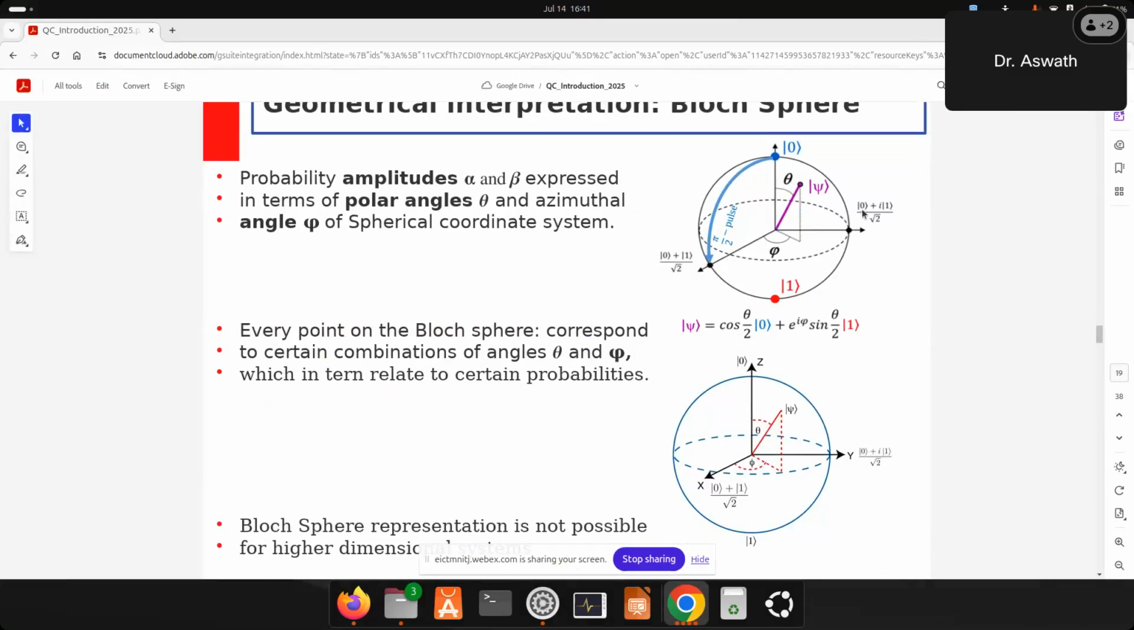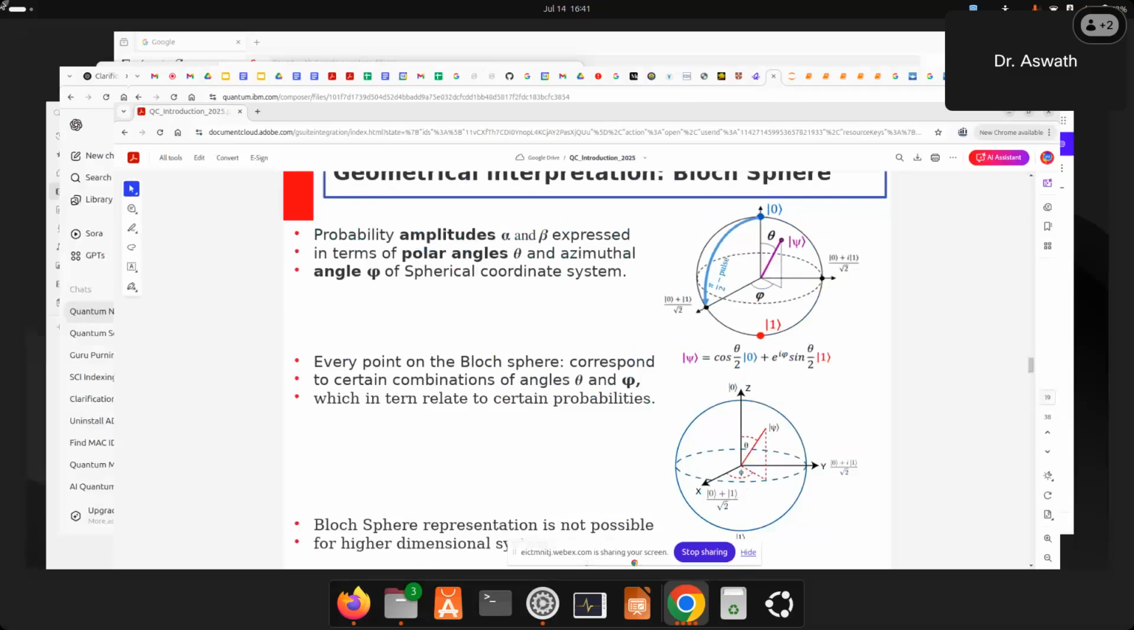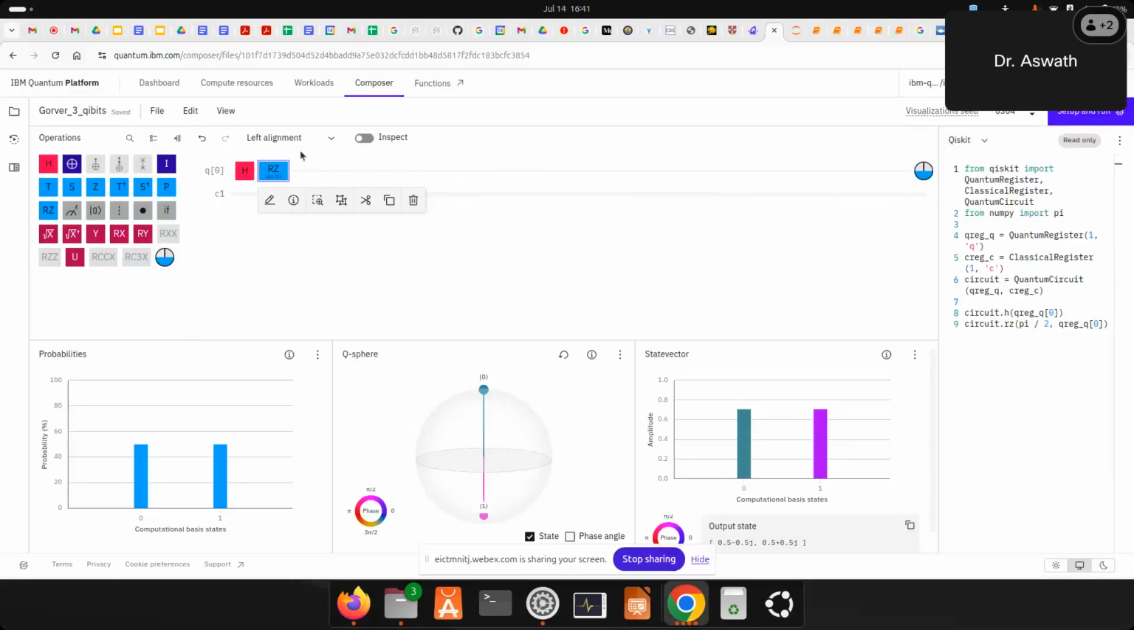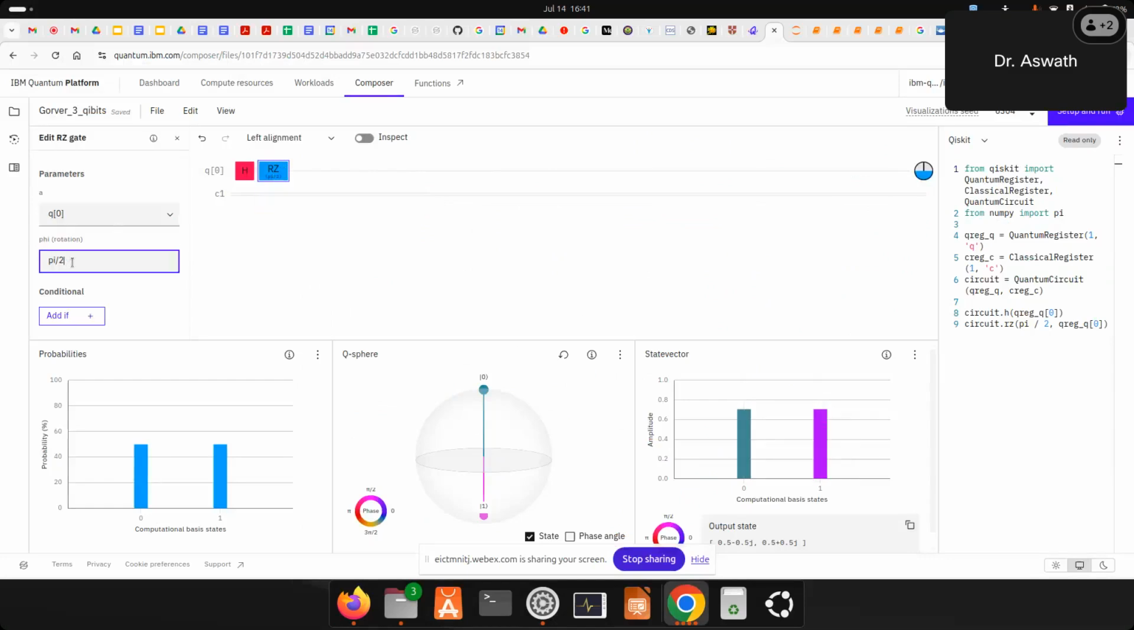What it means is 0 and 1 have a relative phase of exponential i pi by 2. So that is what you see. You take RZ, and there is a relative phase between this and this. You can just edit whichever angle you want. According to that angle, the relative phase difference comes between 0 and 1. So that is what the RZ gate does for you.